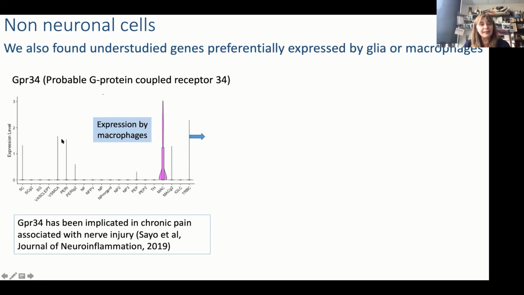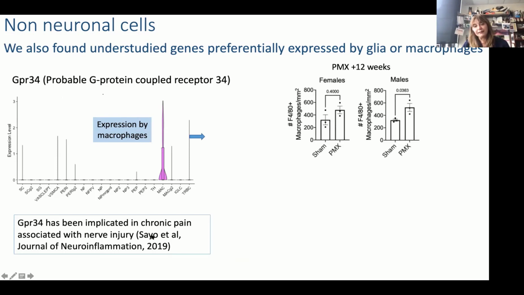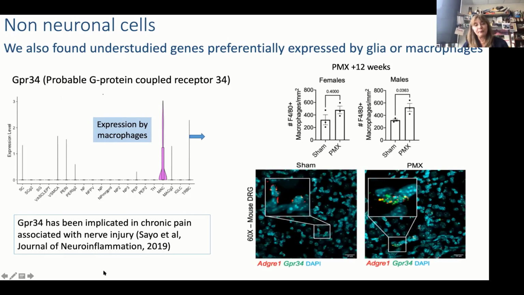So we're also looking at specific GPCRs that are expressed by macrophages. And we found one called GPR34, which has been implicated in one or two papers with chronic pain.